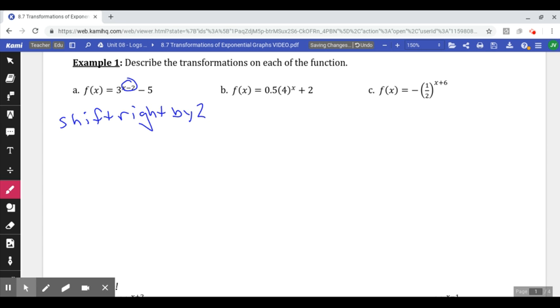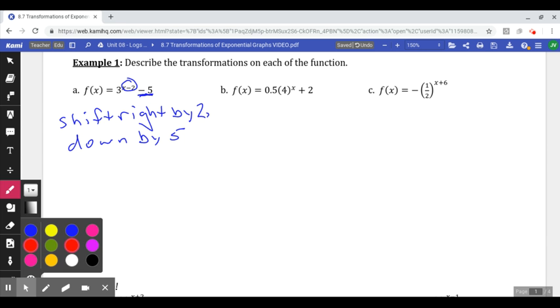Also, we can see this minus 5 right here. That's not up in the exponent position by the x, so it's not going to be in the x direction. It's actually going to be in the y direction or the vertical direction. So that indicates a shift down by 5. Notice we do the opposite of the number that's by the x, but we don't do the opposite of the other number that's the vertical shift up or down. In this case, minus 5 means down by 5.